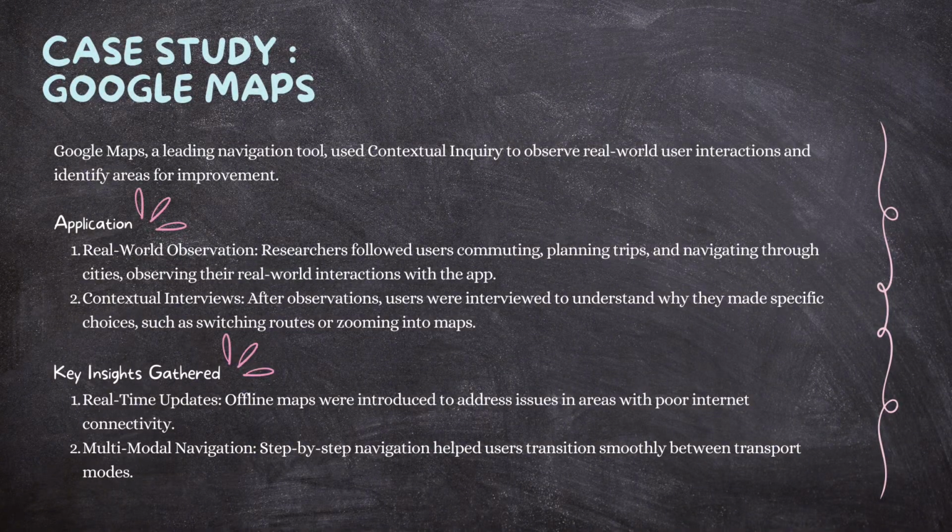For offline map, one issue identified was the difficulty of accessing maps in areas with poor or no internet connection. As a result, Google introduced offline maps, allowing users to download maps in advance and use them without internet. For multimodal navigation, another finding was that users often needed to switch between different modes of transportation, such as walking, bus, and train. This led to development of step-by-step navigation that seamlessly integrates multiple modes of transport.